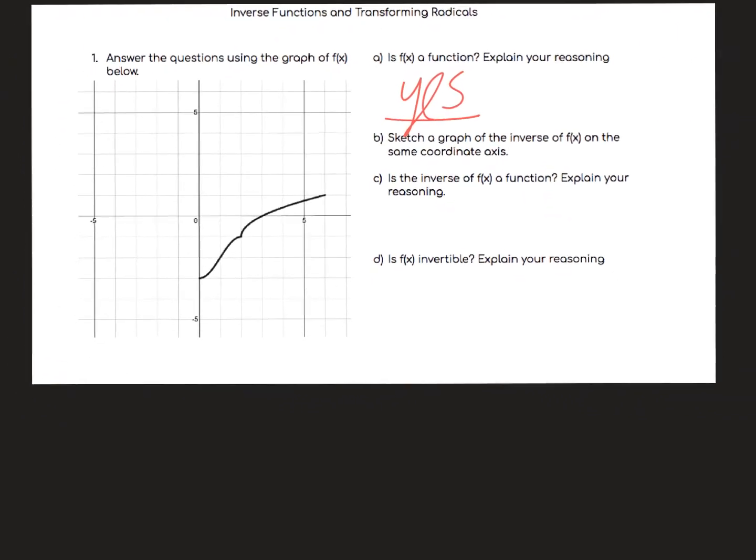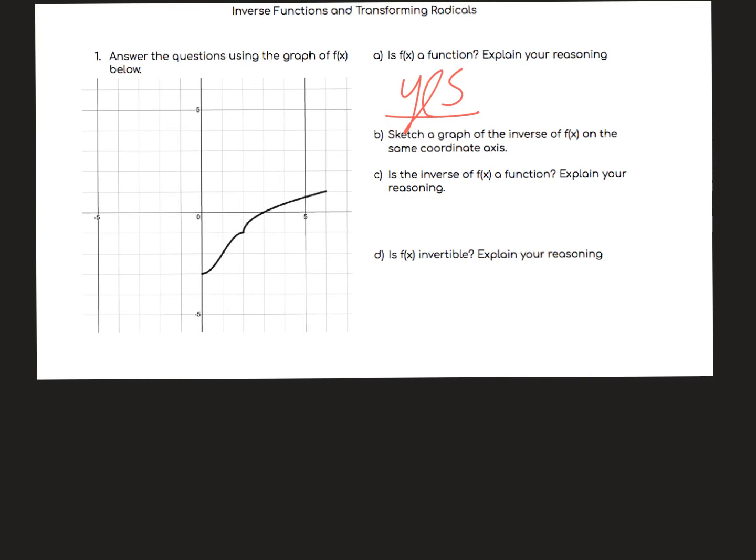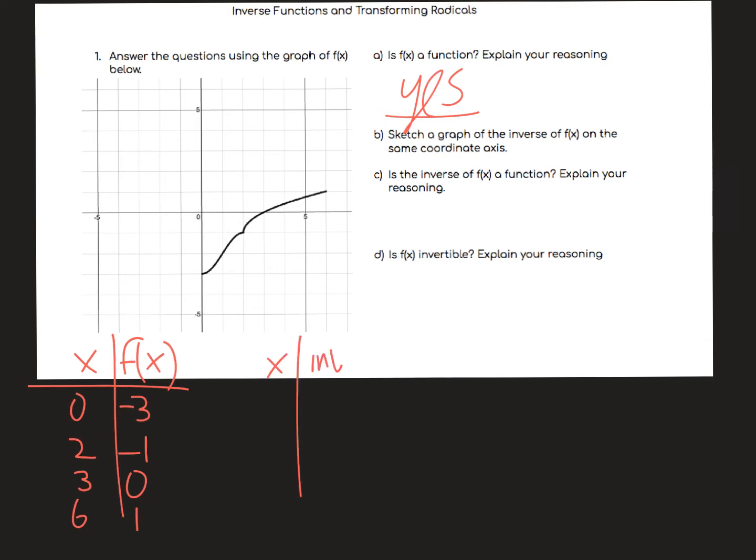So I did this last time. Don't know if it's helpful, but I'm going to go ahead and do it. So for the original, x, f of x, and I'll label the points. So we've got (0, -3). We've got (2, -1). Looks like (3, 0). I'm just picking off any nice points I can see. (6, 1). So that means for the x and then the inverse, it's going to be (-3, 0), (-1, 2), (0, 3), and (1, 6).